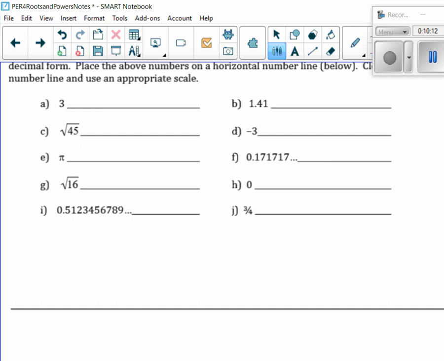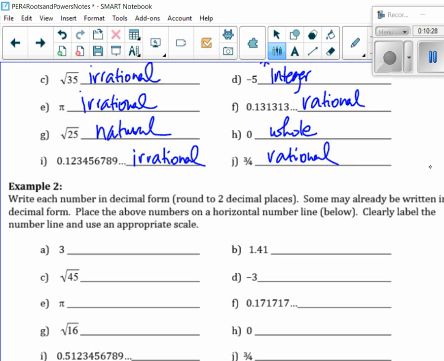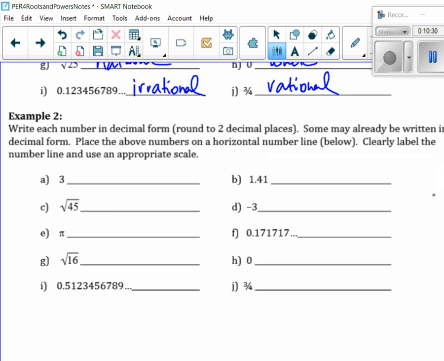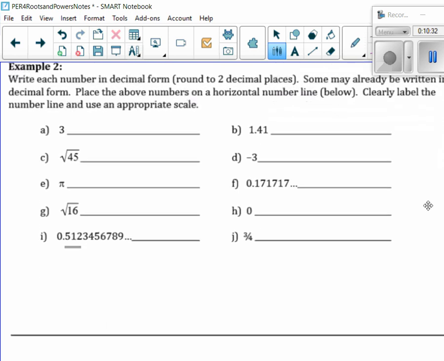Okay, so 3 is already in decimal form. Did you know that? Yeah. You might say, well, it's a whole number, but really it's in decimal form. Same with B. What about C? It's saying to round to 2 decimal places. Well, we're gonna put root 45 approximate. I don't know why it says 2 decimal places. 6 point what? 6.8. Okay, so around 6.8.